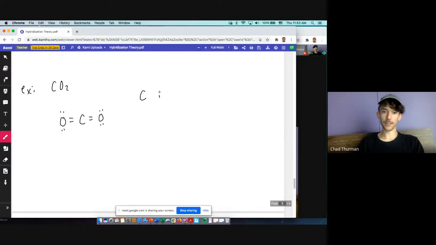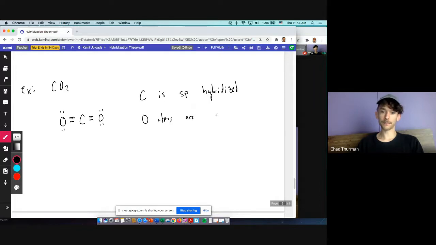We did this earlier. The carbon is utilizing, or sometimes it really just depends on how you want to talk about it, sometimes we say it is sp hybridized, or it uses sp hybridization. How do I know that? Because it's linear. It's got 2 electron domains, 2 places around it to shove electrons, right? One on the left side, one on the right side. The oxygen atoms are sp2 hybridized, because they each have 3 electron domains. They would each belong to the trigonal planar family.